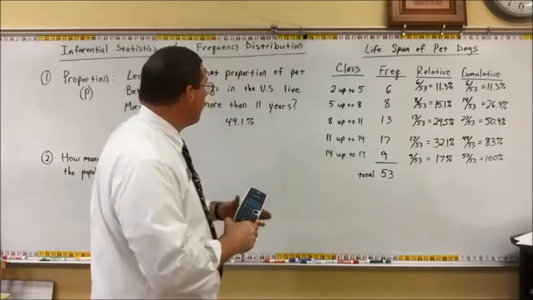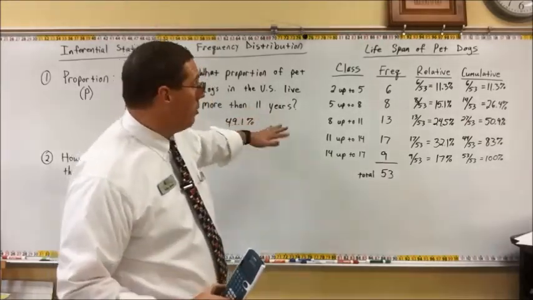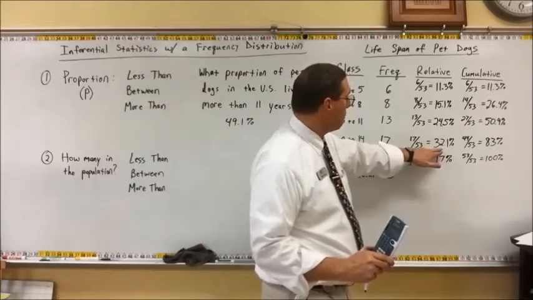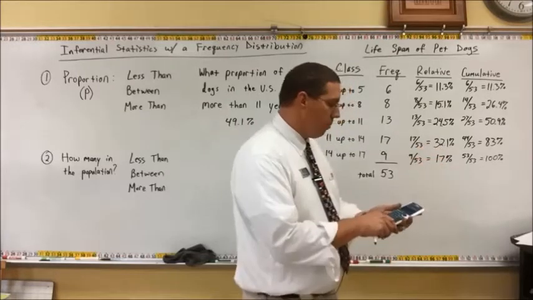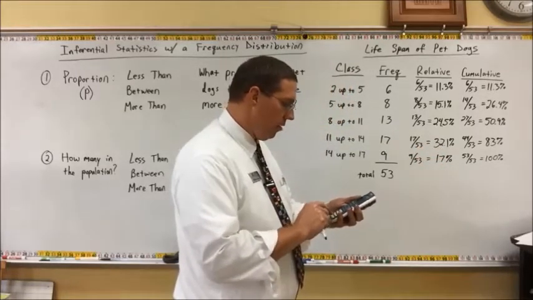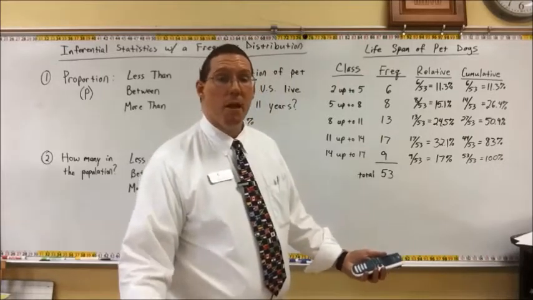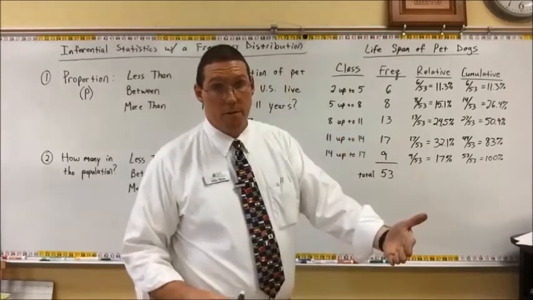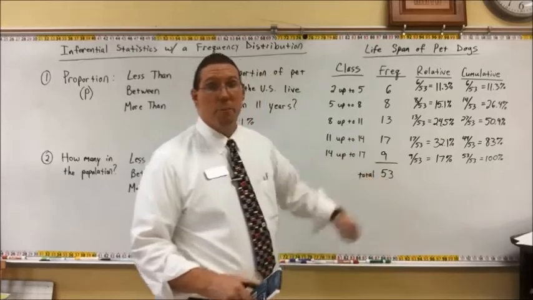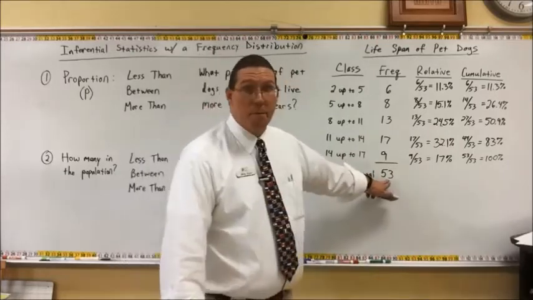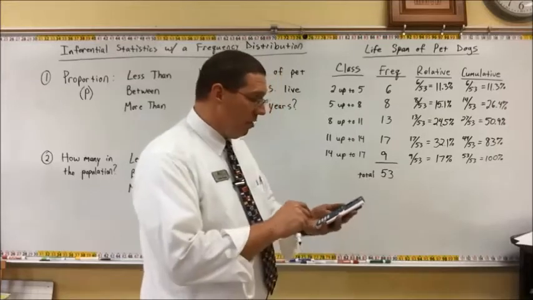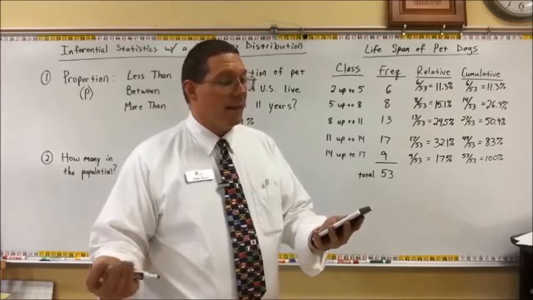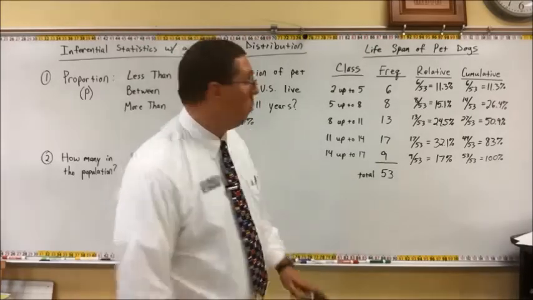Okay? Now let's make sure that's the right answer. We can add up the relative frequencies. 32.1 plus 17 gives us 49.1%. The third way we can do it is add up the frequencies, 17 plus 9, that's 26, and divide that by the total number of observations, which is 53. This is the sample size, right? This is n. So 17 plus 9 is 26, divided by 53 is 49. It's actually 4905, but we would round it to 49.1%.